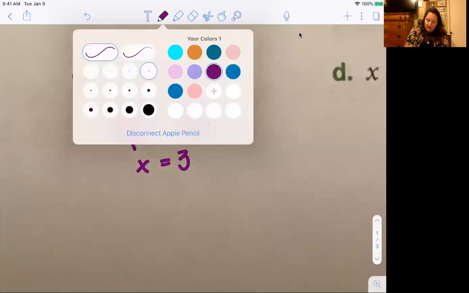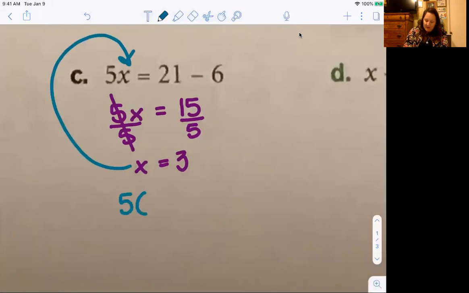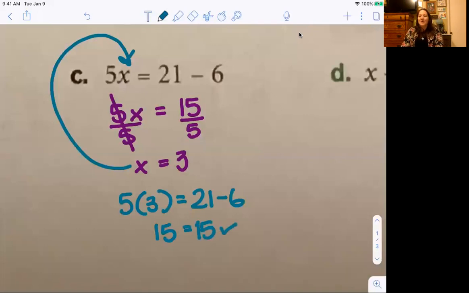We're going to check. We're going to plug this 3 in to our x. 5 times 3 equals 21 minus 6. 5 times 3 is 15, equals 21 minus 6, which is 15. I get the same number on both sides of the equation, so I am ready to go.